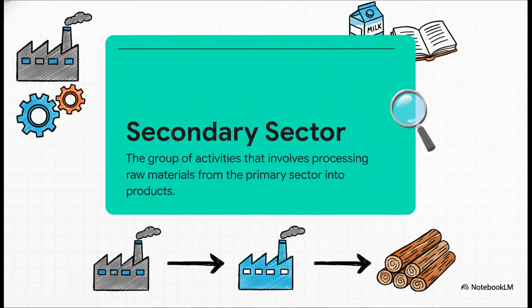Got it? Okay, team number 2, the secondary sector. This is our factory sector. What does it do? It takes all the raw materials from the primary sector and, poof, it transforms them into something new and useful. This is where all the manufacturing and construction happens.